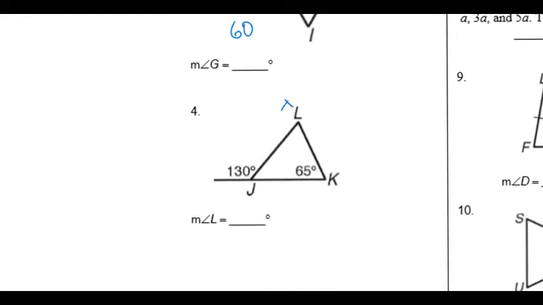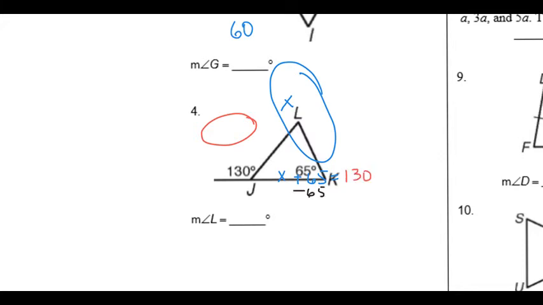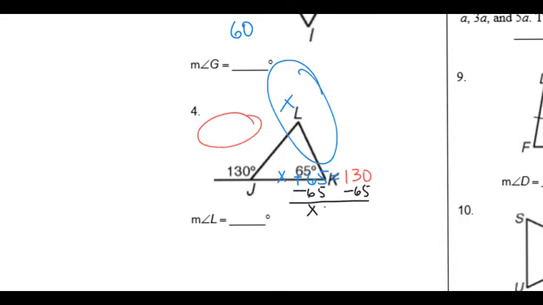Number 4. This is the exterior angles theorem. We do not know L. That's the one they're asking us for. Okay, these two angles, L and K, x plus 65, are equal to the outer angle, which is 130. Subtract 65 from both sides. And x equals 65. Now x is the measurement of angle L. That means the measurement of angle L is 65.